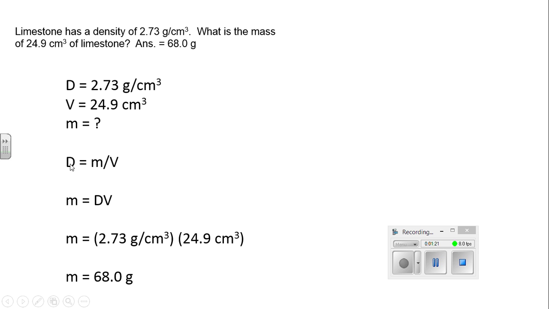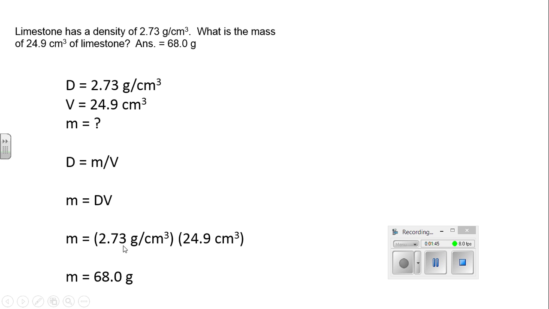Well, the equation, of course, is density is mass over volume, but we're looking for mass. So I'm going to rearrange that. I'm going to multiply both sides by V, and end up with the equation that the mass is the density times the volume. So I'm going to go back up here. Here's the density, 2.73 grams per cubic centimeter. Here's the volume, 24.9 cubic centimeters.